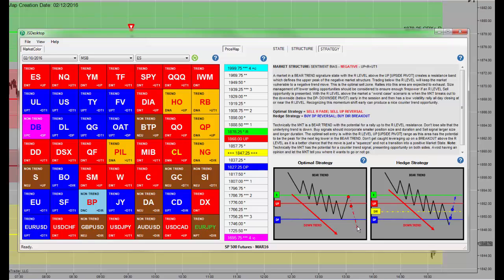So keeping in mind, what's the potential? The potential is that this is the top for a move lower. It didn't follow through, but that's what we were positioned for, and we're anticipating the whole time.